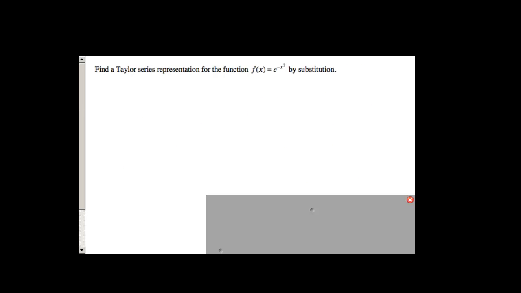All right. Let's think about this graph or representation. We've got a function e to the negative x squared, and we know how to write e to the x, right? So e to the x is just, well, it's 1 plus x plus x squared over 2 factorial plus x cubed over 3 factorial, up to x to the n over n factorial. But now what we have is a composite function.